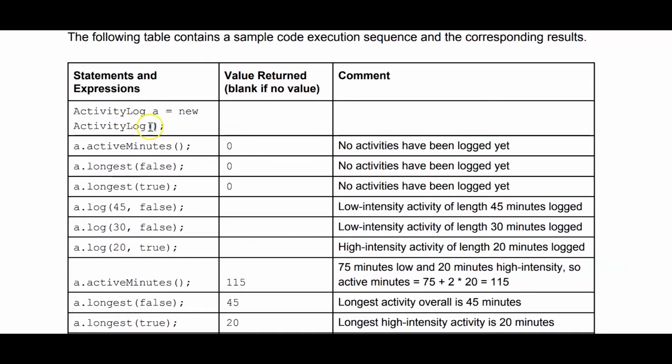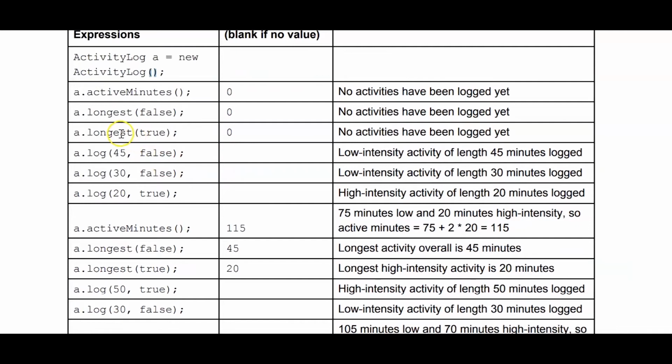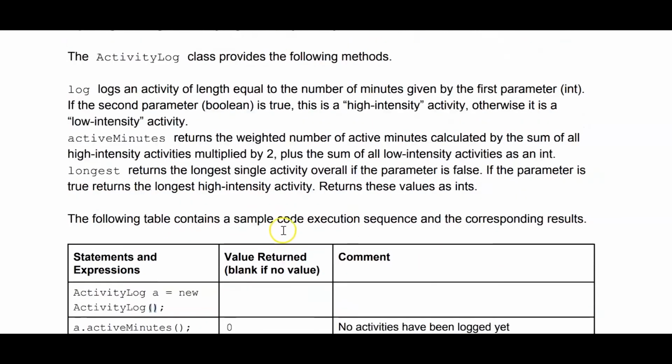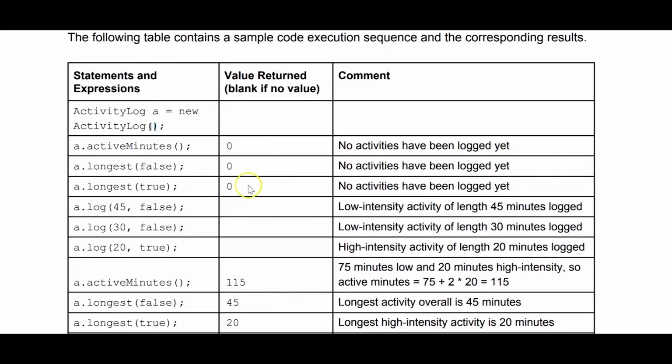I don't actually need to create a constructor for this class. Then a.activeMinutes. Okay, I'm getting that there are 0 active minutes so far. A.longest false, there are no activities, so that's 0. And longest true, right? So if the parameter is true, return the longest high intensity activity. But again, since we haven't logged anything yet, we have 0.